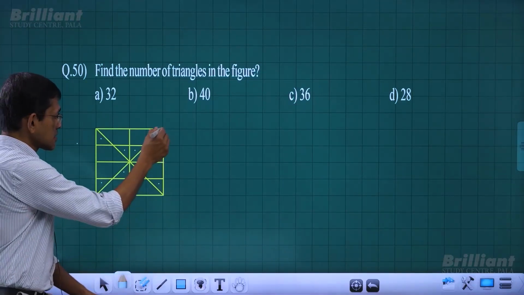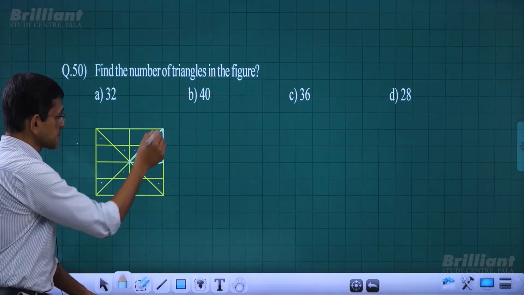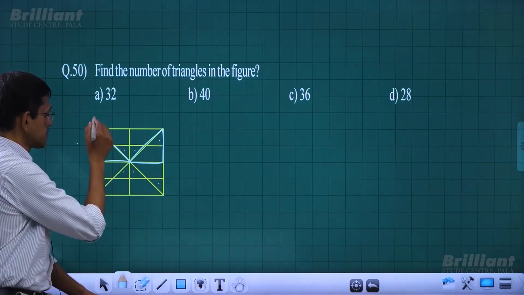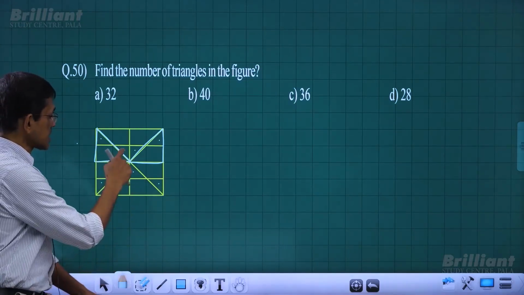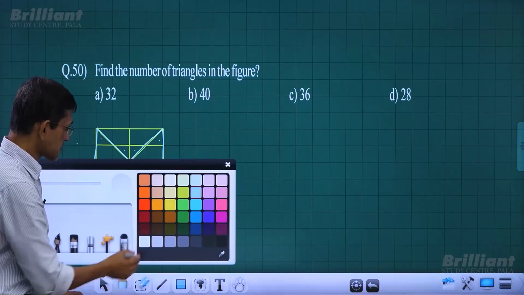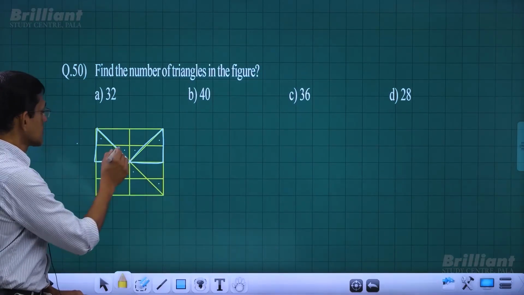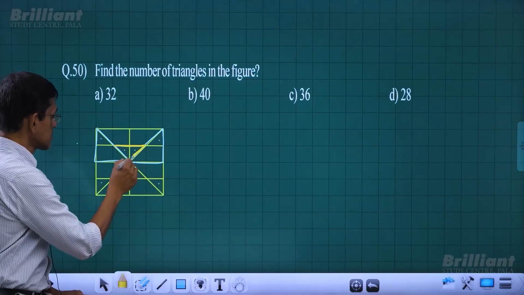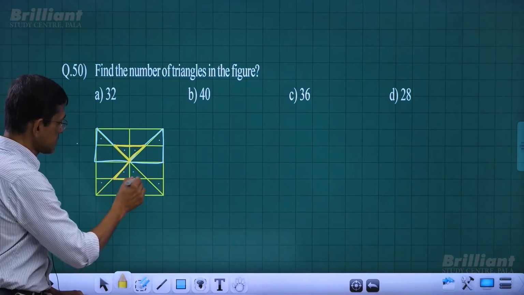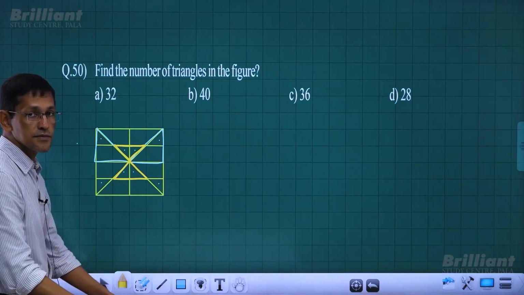Well, these two pieces together, see that, that's a triangle. And here we have these 2 pieces together, that's a triangle. At the same time, the center, these 2 pieces together, that's a triangle there. I'll just mark it with a different color. See, this is a triangle. And we have another triangle here.